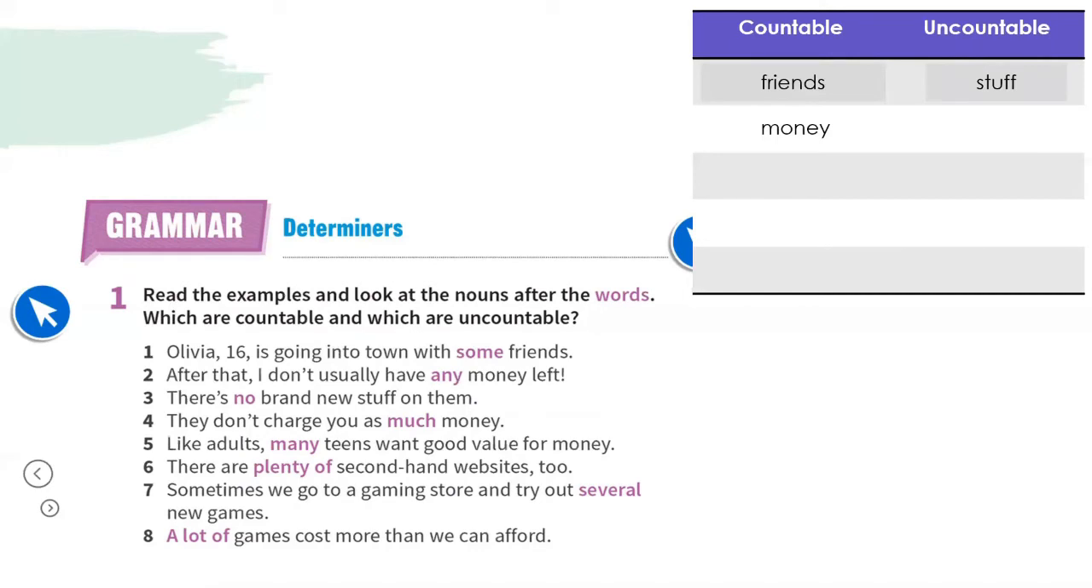Number 4, they don't charge you as much money. Again, we said money is now countable. So we already have it there. Money is now countable. We can say monies.